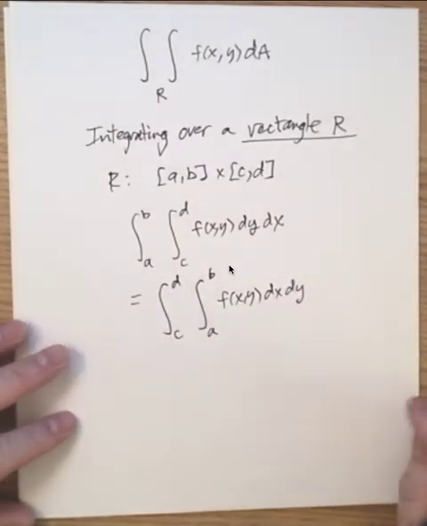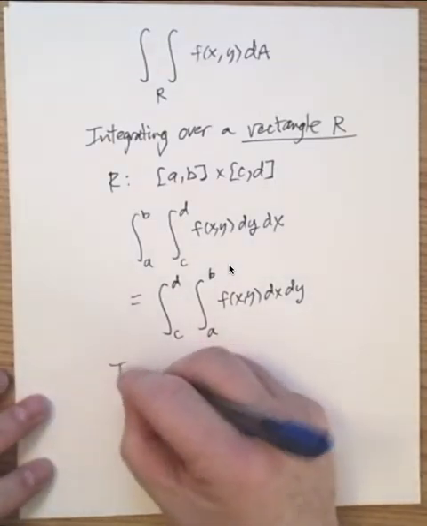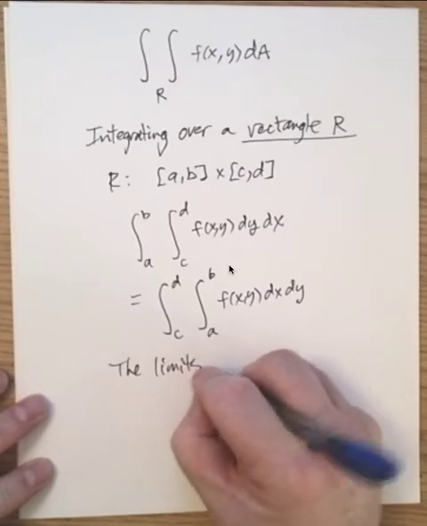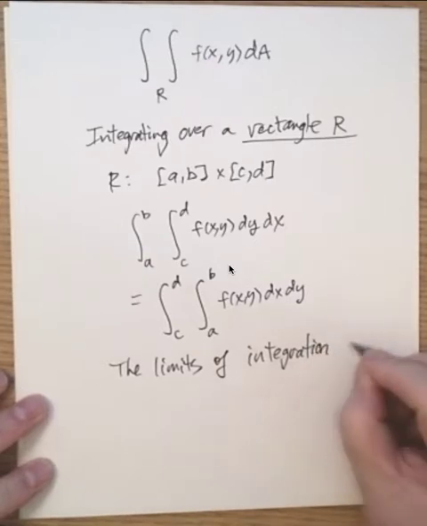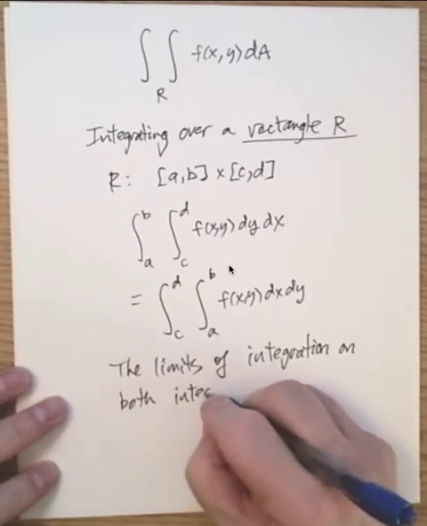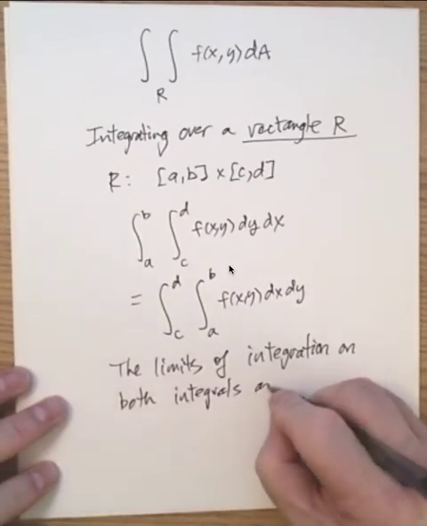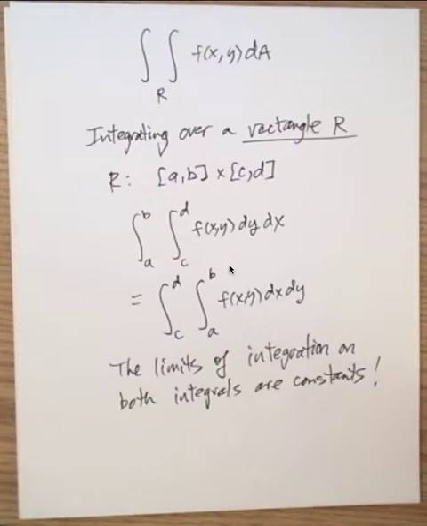Okay, so this is the idea, what I'm trying to get at. Changing the order of integration over a rectangle is absolutely easy because the limits of integration on both integrals are constants. Okay? This will always hold for rectangles over the Cartesian plane. This will always hold for rectangles, but it only holds for rectangles.